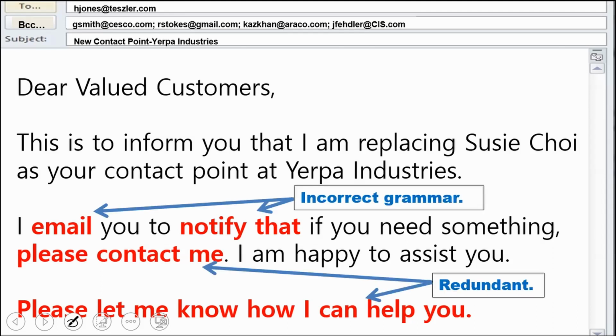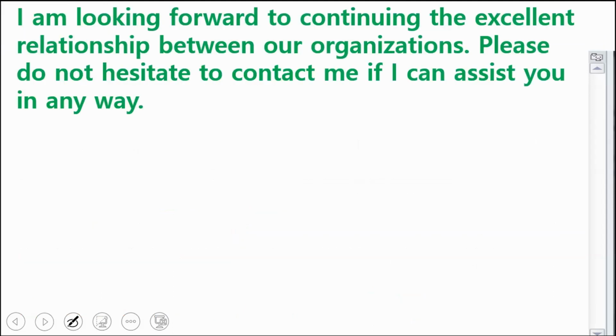So we have incorrect grammar and we have redundancies here, right? Please contact me, please let me know how I can help you. This sounds a little redundant. How can we rewrite this so that it's more efficient? We could write this: I am looking forward to continuing the excellent relationship between our organizations. This sounds a lot more professional, right?